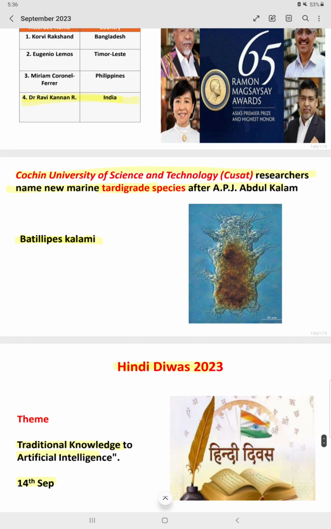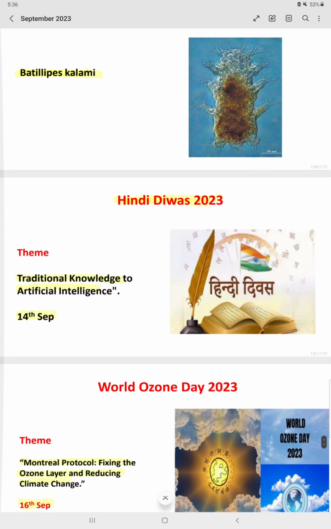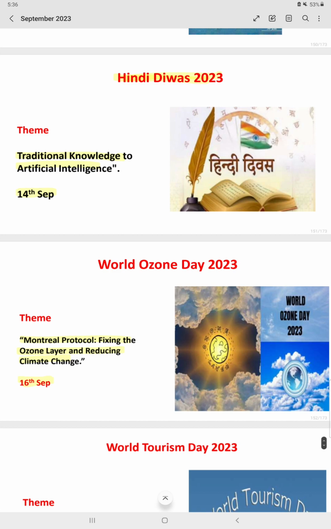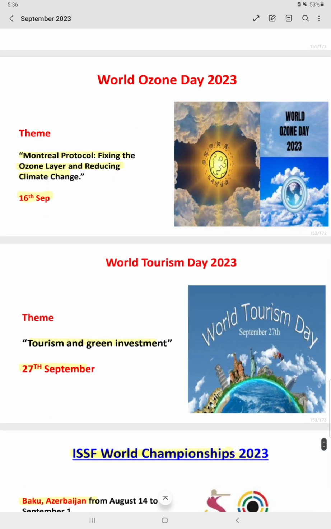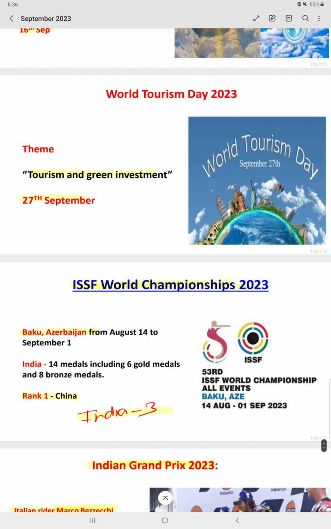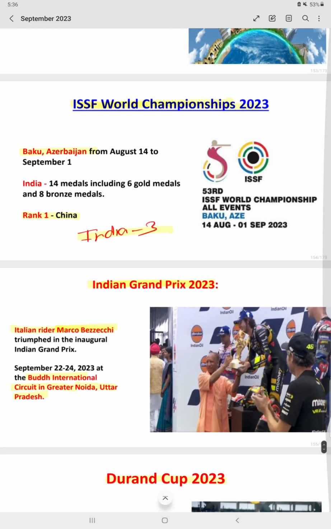Then Cochin University has named a new torrid grade species as APJ Abdul Kalam, that is Battipis kalami. Hindi Divas is celebrated on 14 September and the theme is Traditional Knowledge to Artificial Intelligence. World Ozone Day is on 16 September and the theme is Montreal Protocol, fixing the ozone layer and reducing climate change. Then we have World Tourism Day on 27 September and tourism and green investment is the theme.